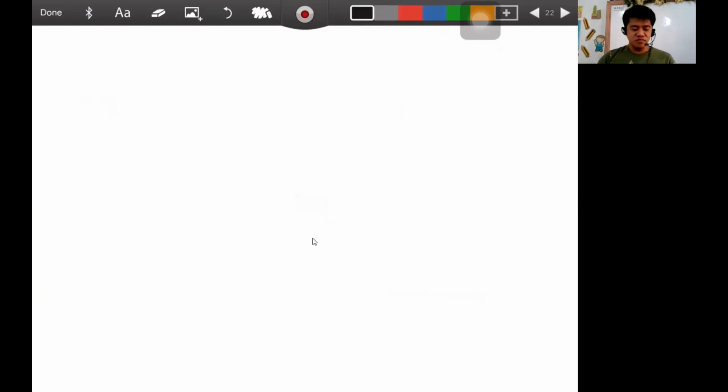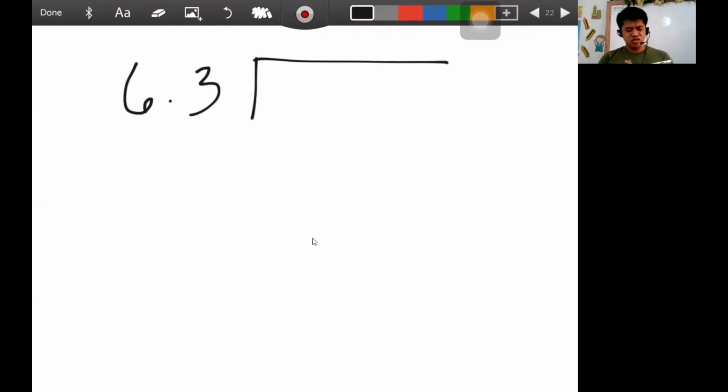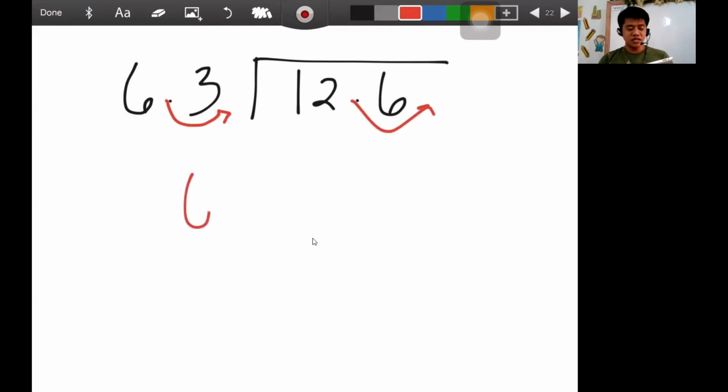Example number 2. 6.3 divided by 12.6. 12.6 muna again. 12.6 divided by 6.3. Ilang decimal places? Isa. Ilang decimal places? Isa. Kaya magiging 63 divided by 126.